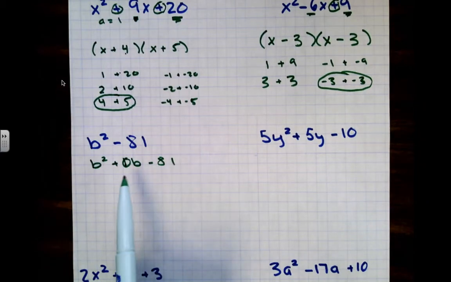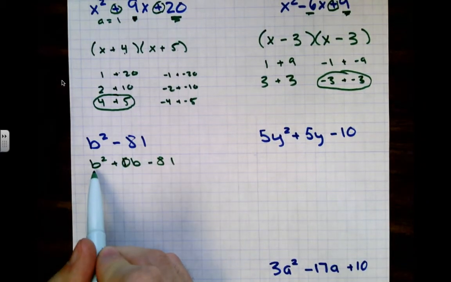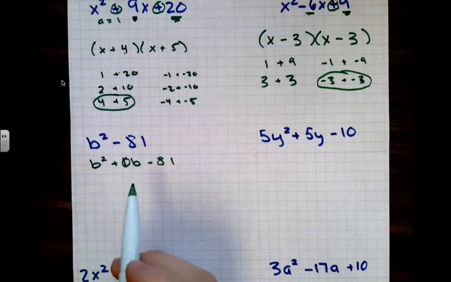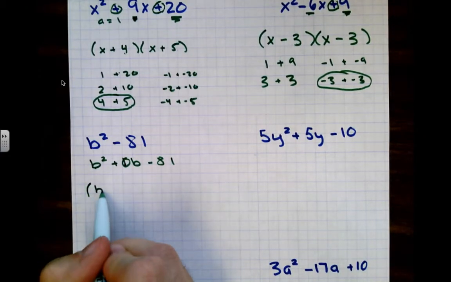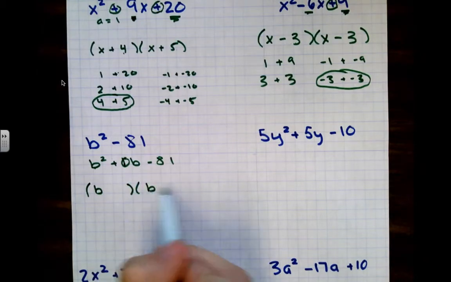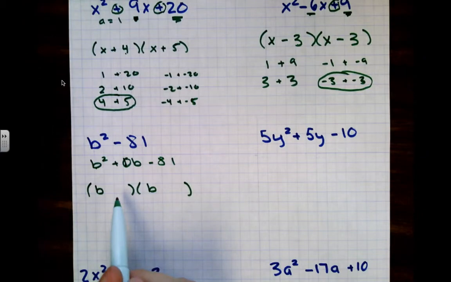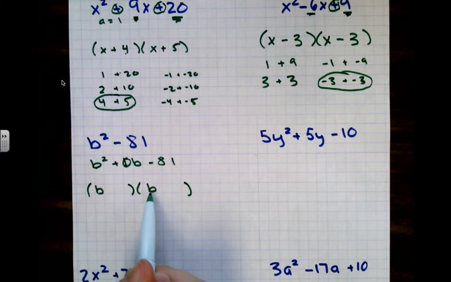I have an a value of 1. Now what I have to be aware of is that my variable is not x this time, and it's not always going to be. So when I start the factoring process, I have to consider what my variable is. It's not always going to be x.